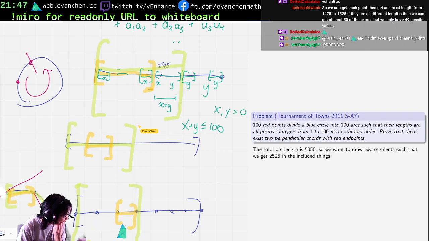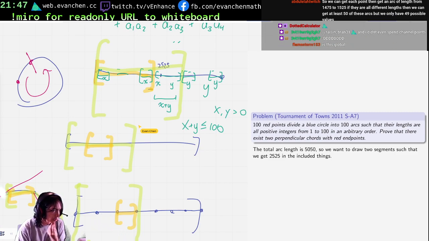Can I force ideas? Why? Get each point, then get an arc of length 1475. Why do you want 1475? We want 2525, right?